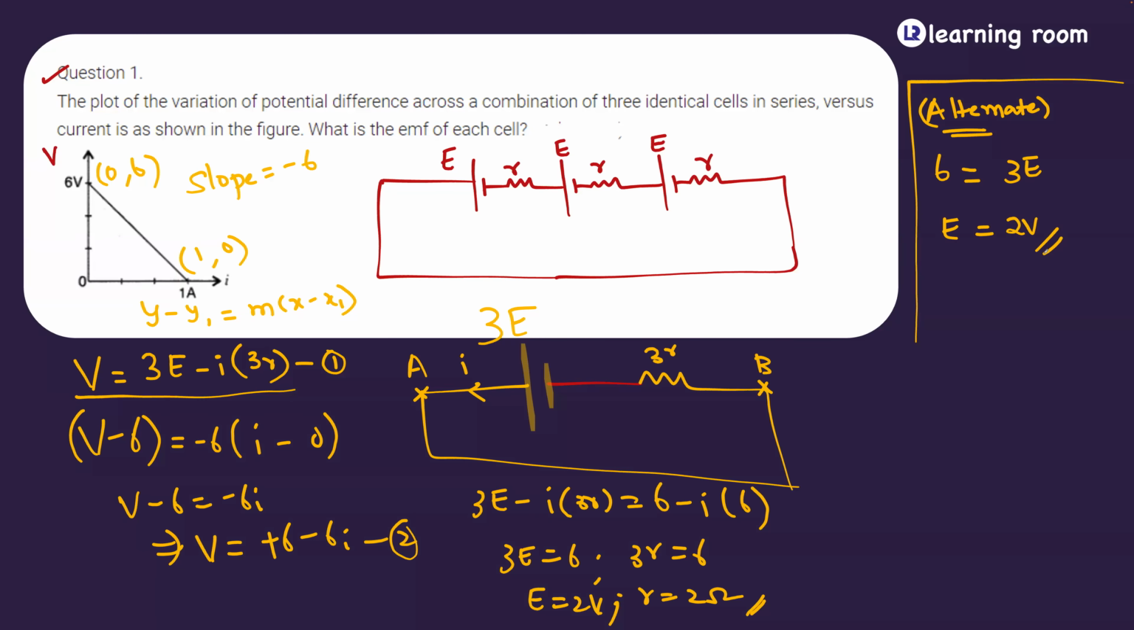So why I did it in this way is, suppose they extend and ask you to calculate internal resistance, that time you should not go blank. I hope both the methods are clear, right? So make a note of it.